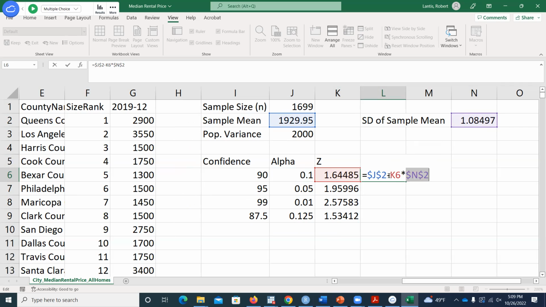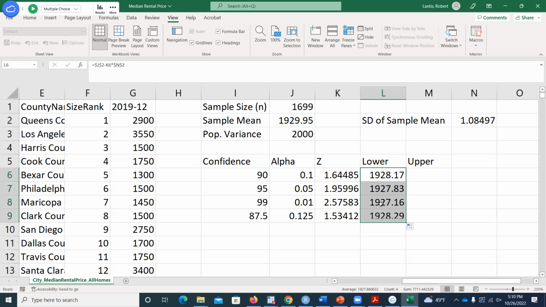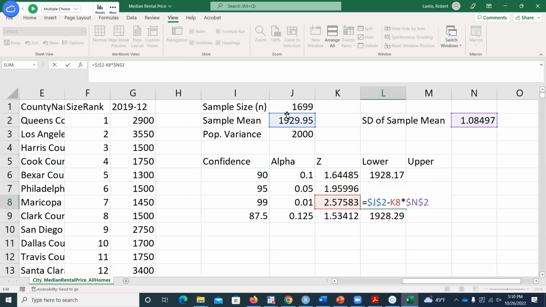But I'm not going to freeze that Z value cell reference because when I copy this down, I want to keep using the Z value that's associated with each of these next levels of confidence. Okay. So now when I copy this down, notice it keeps using the same sample mean to base my confidence interval around. It's using the same standard deviation, but it's updating that Z value. Okay.